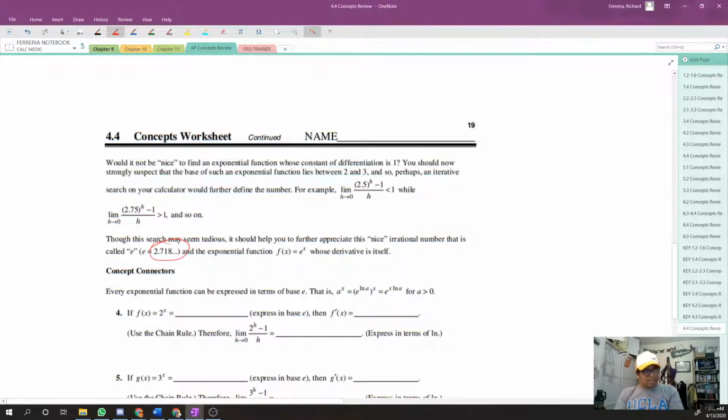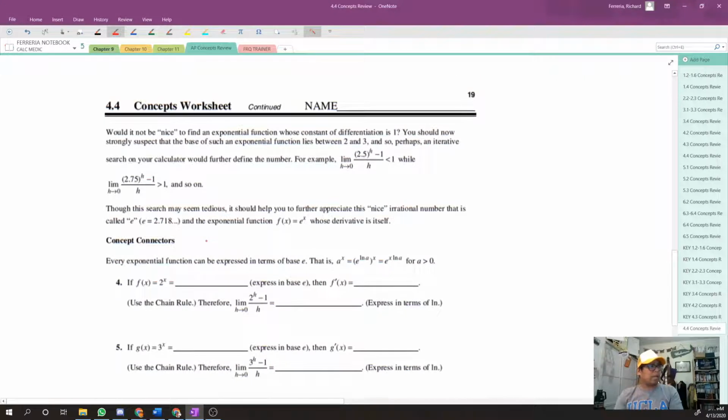So let's try to get this done a little bit more analytically. The idea here is to use this process right here. If you have a to the x, that is the same thing as e to the natural log of a to the x, which in turn is equal to e to the x natural log of a. So a to the x equals e to the x natural log of a.